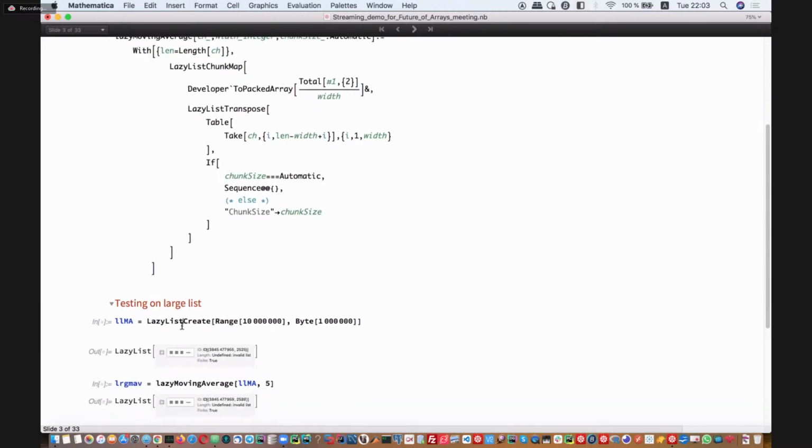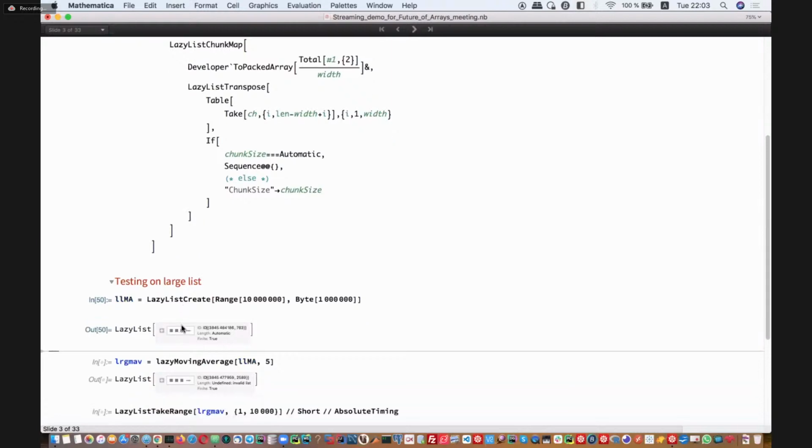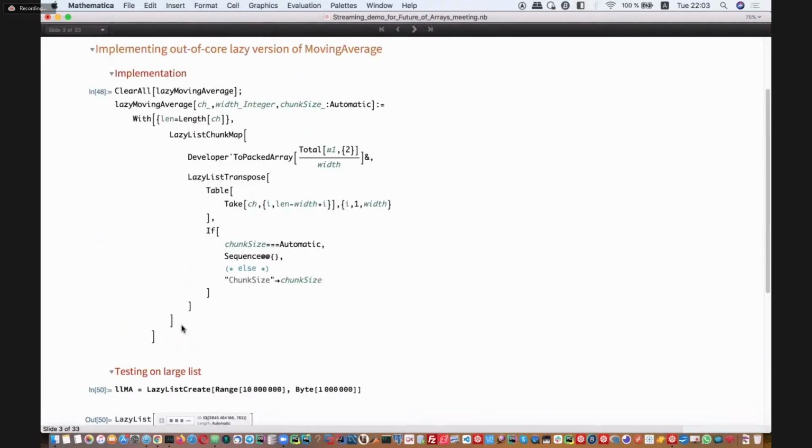And then, lazy list transpose. Most of what you're doing with these lazy lists is one-dimensional, one-level lists, right? You've got an infinite one-level list. Not what is lazy list? Level. Okay, so you can do two-dimensional chunking in some sense.